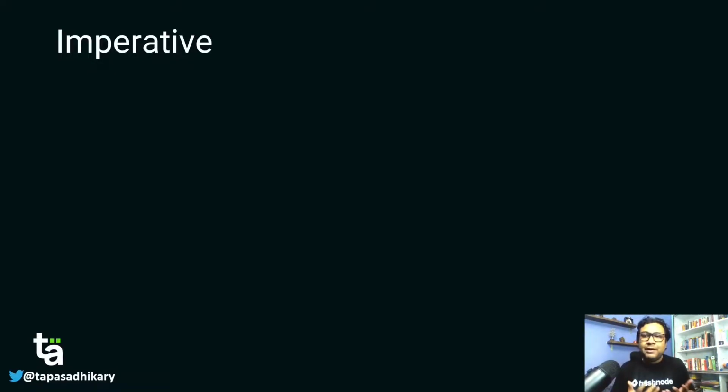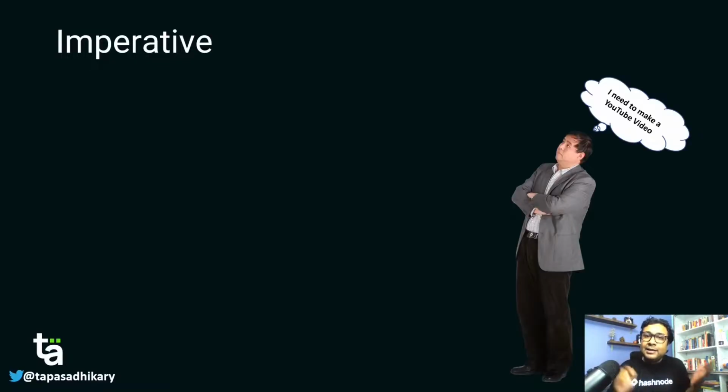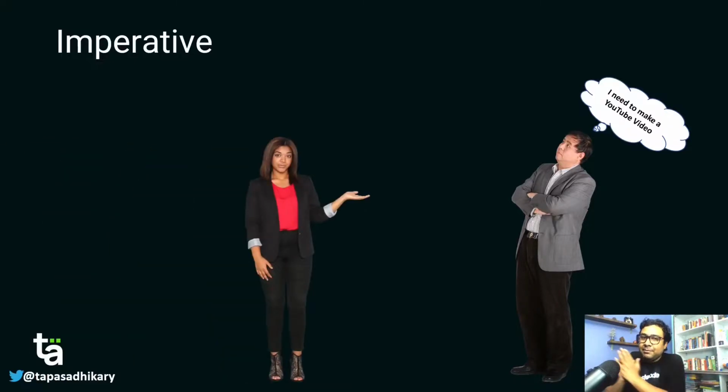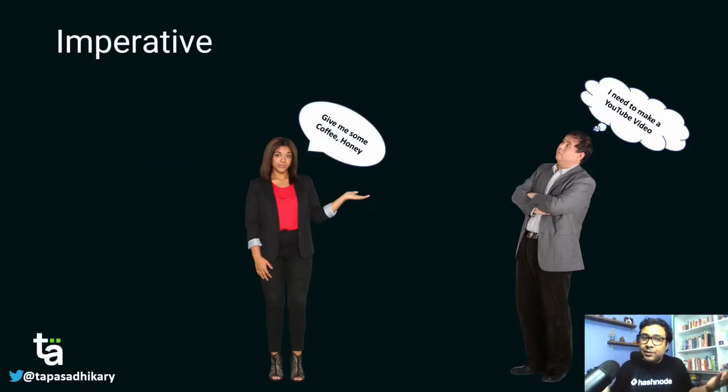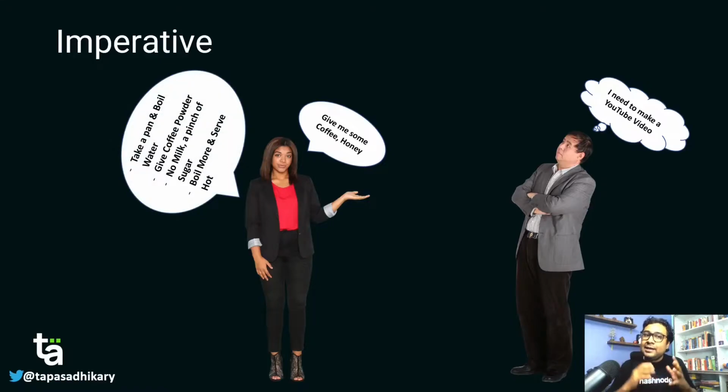What exactly is imperative? Now, let's get into the life of John and Mary again. And again, John is assuming that he is going to make a YouTube video. In the meantime, Mary comes in with the same request. Hey honey, give me some coffee. But this time, Mary is also saying that to make the coffee, please take the pan and boil some water. Give coffee powder into it. Don't add any milk. Give a pinch of sugar. And then boil it well and serve me hot. Right? So that's what Mary is demanding.